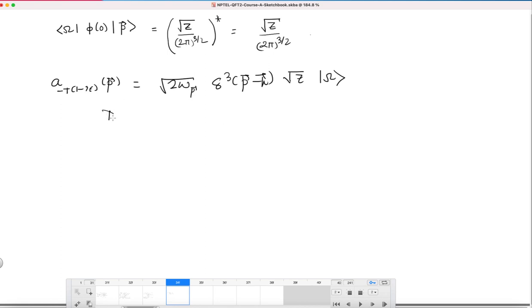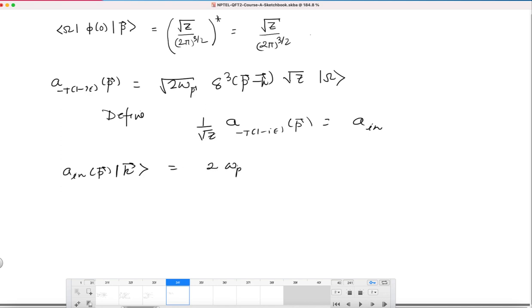Now we will define 1 over square root of z, I am taking the square root of z to the left, times this operator, as a in. With this we get a in. So I am taking root z to the left and using this definition, a in of p acting on a single particle state ket k gives me 2 omega p times delta cube of p minus k, vacuum. So you see, we have found an operator that kills a single particle state, that annihilates particles and creates vacuum, and this is the same as what you had found in the case of free field theory. So a in p annihilates particles.